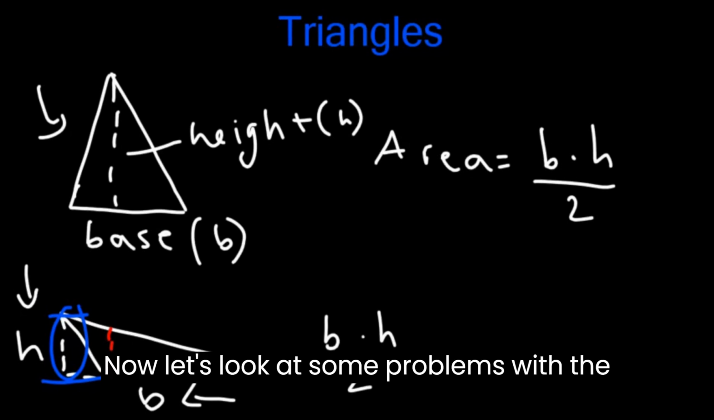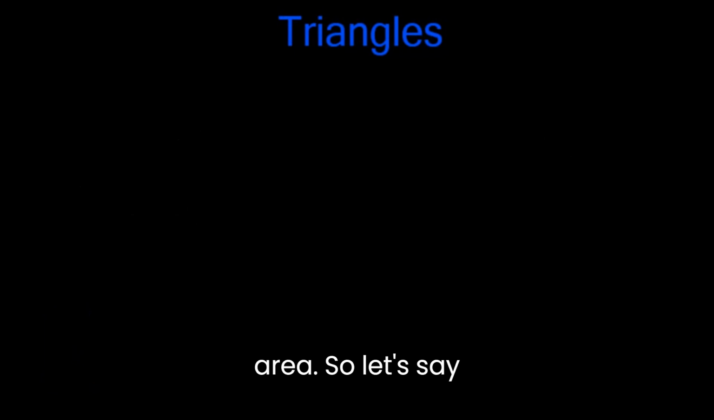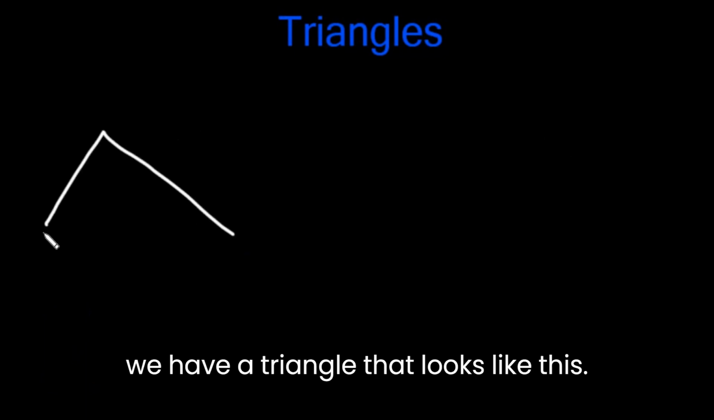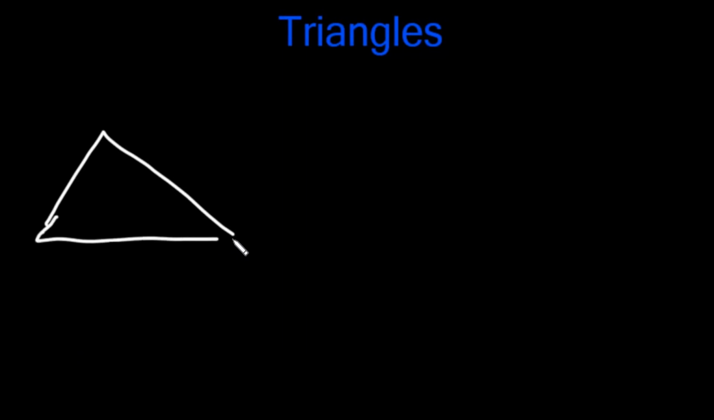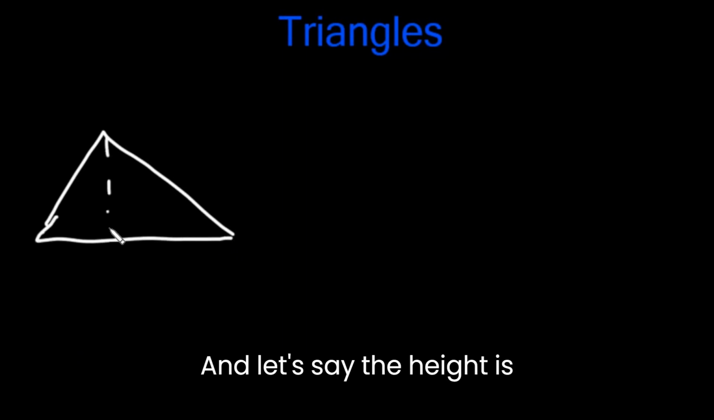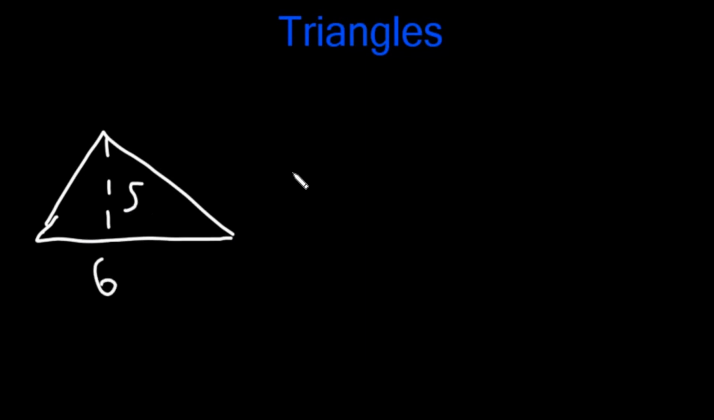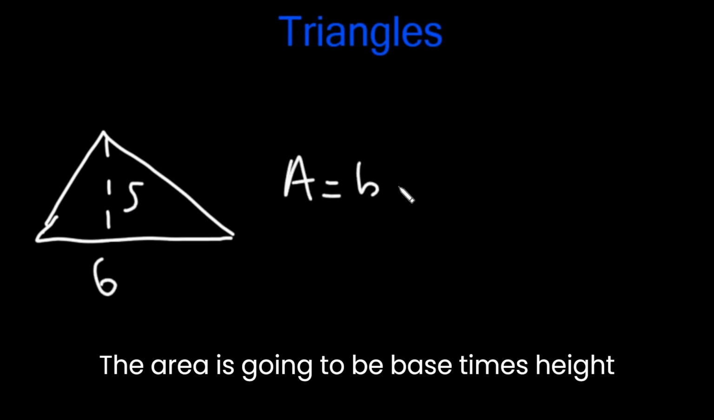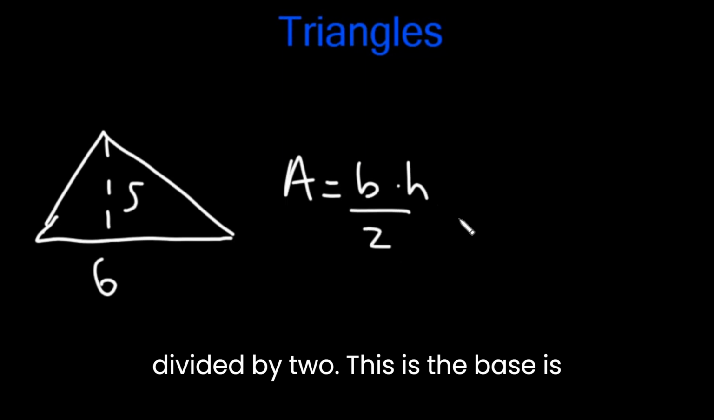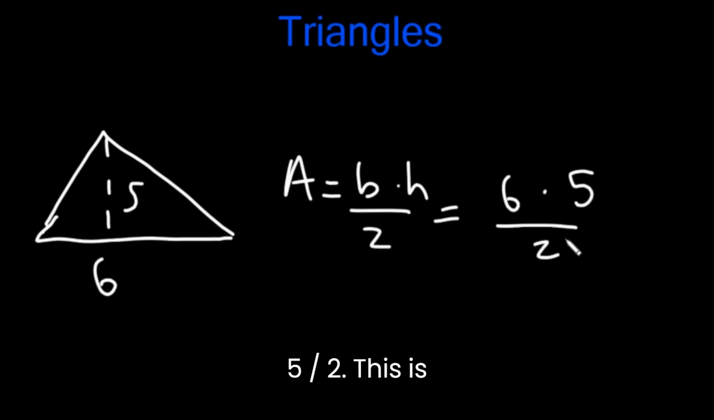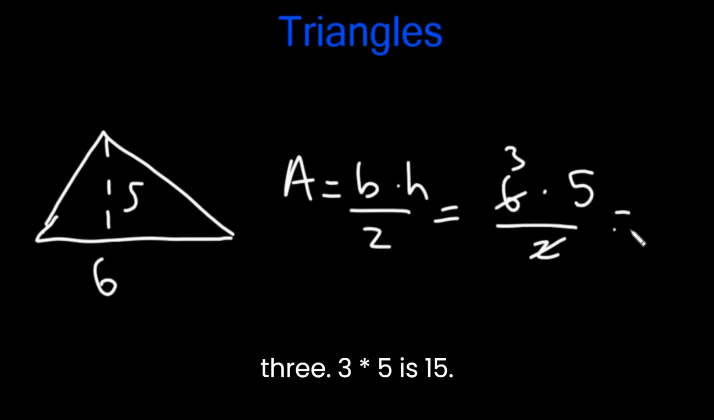Now let's look at some problems with the area. So let's say we have a triangle that looks like this. And let's say the height is 5 and the base is 6. The area is going to be base times height divided by 2. So the base is 6, the height is 5, divided by 2. This is 3, 3 times 5 is 15.